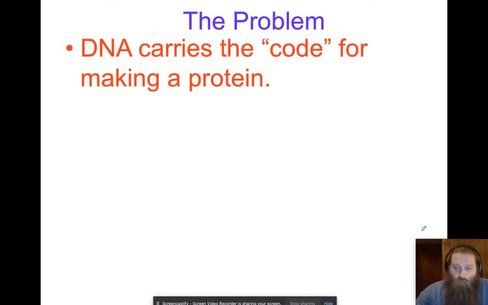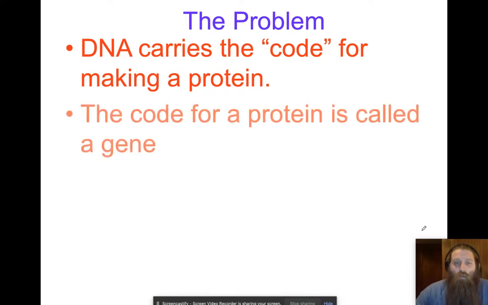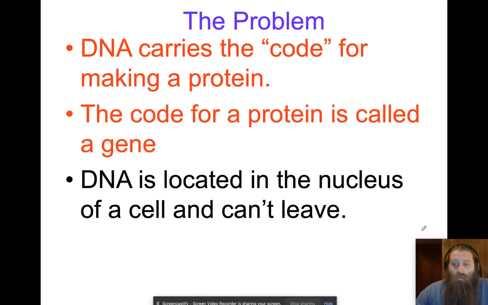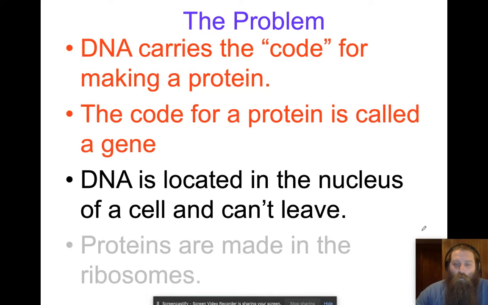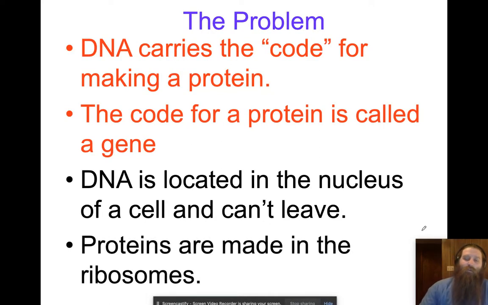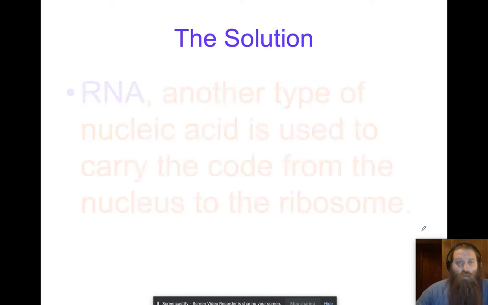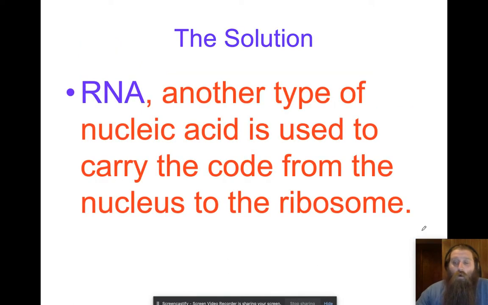Now here's the problem. DNA carries the code for making a protein. All right, we've established that. That's what genes are. Okay, the DNA is located in the nucleus. There are no ribosomes that are going to make proteins in the nucleus. So you've got to somehow get the code from the nucleus out to the ribosomes, all right, because the DNA itself can't leave the nucleus. Well, here's the solution. We use RNA.